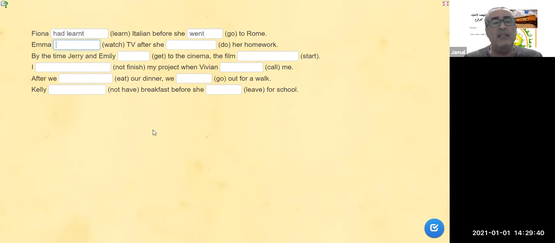Emma watched TV after she do her homework. So you need to decide which one happened first in the past. The action that happened first is in the past perfect. Excellent. So doing her homework was the first thing that happened, so it's in the past perfect. Emma watched TV after she had done her homework.